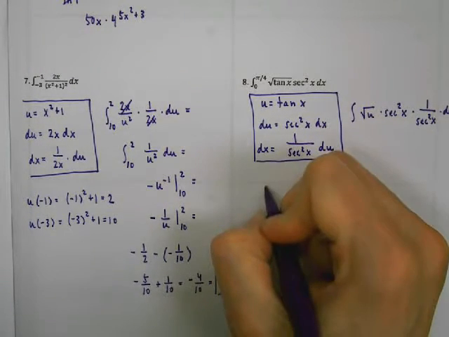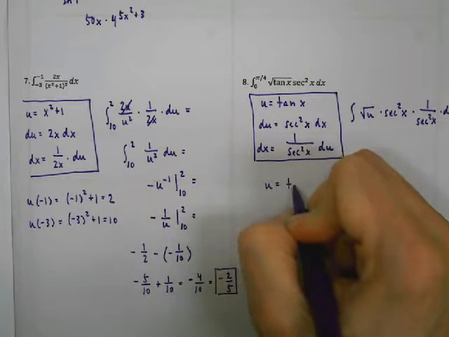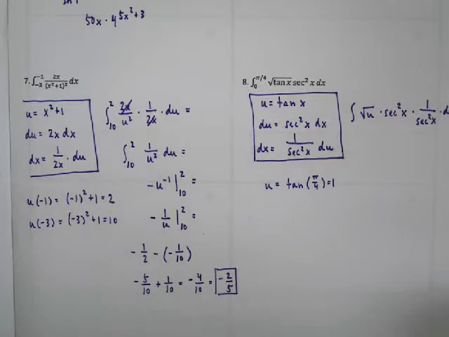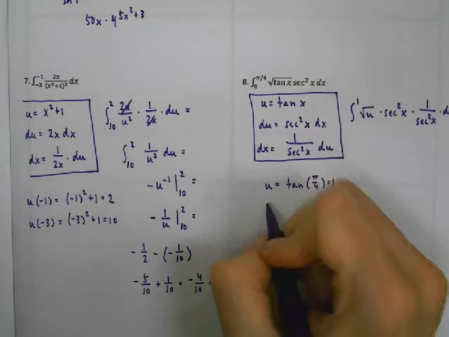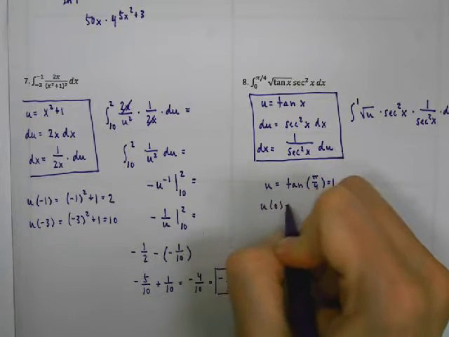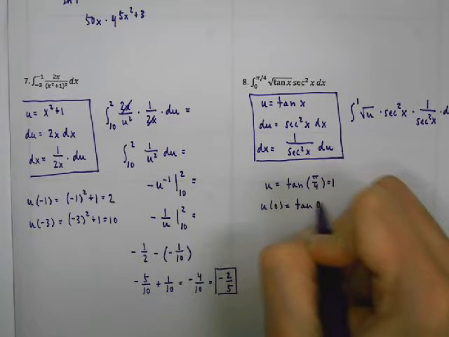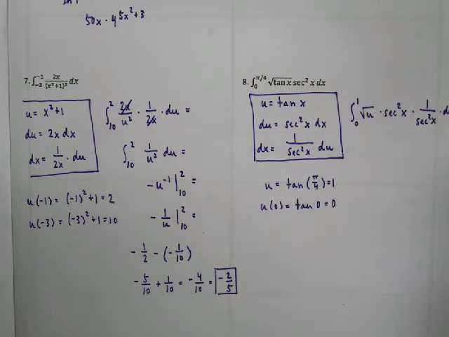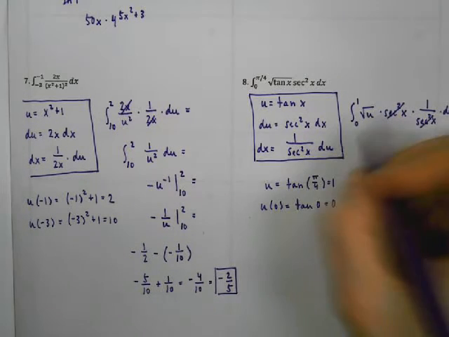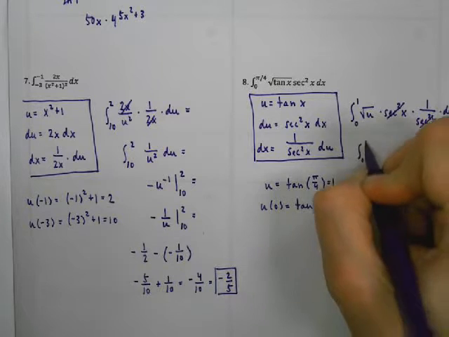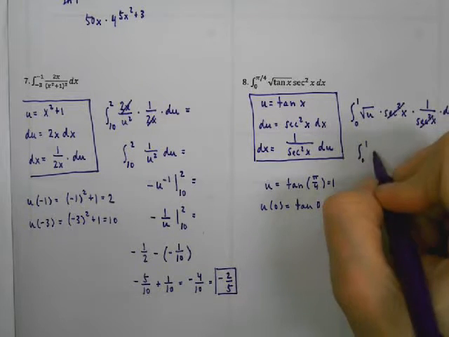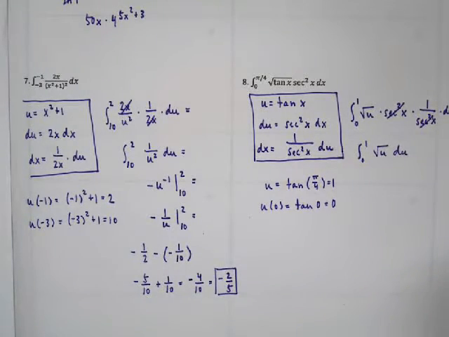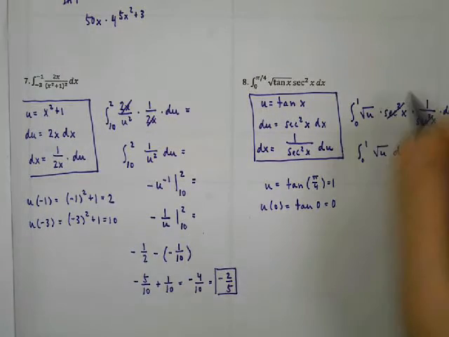I'm going to find my new limits of integration. So I have tangent of pi over 4, which I know is 1, so that's my new upper limit. Then u of 0 is tangent of 0, which is going to be 0. So now my secant squareds cancel out, so I have the integral from 0 to 1 of the square root of u du. So I'm going to anti-differentiate.